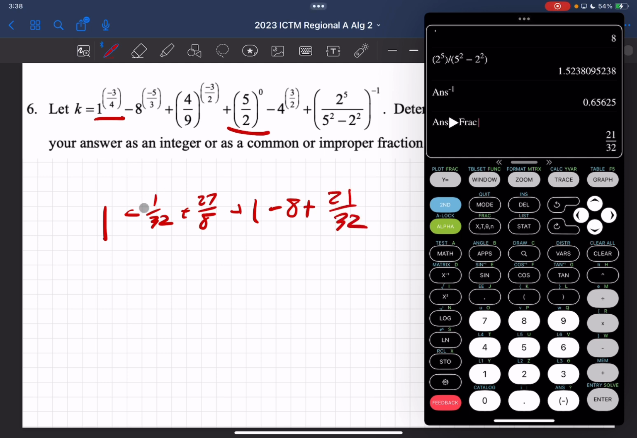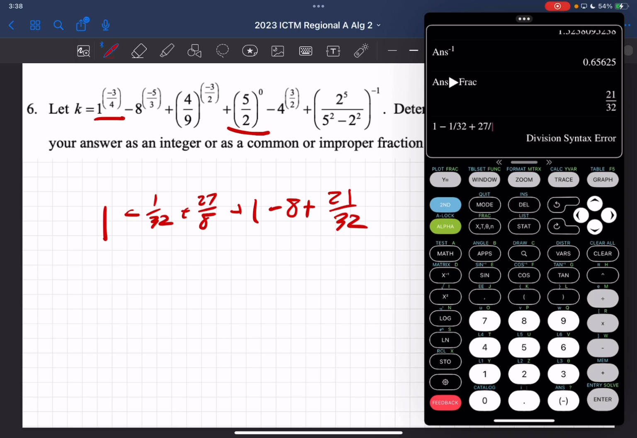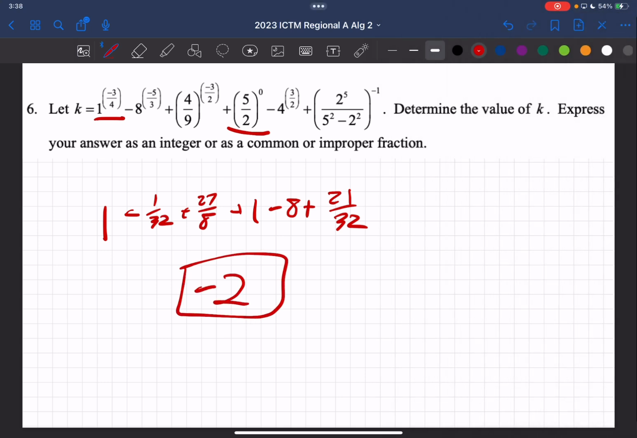Okay, so now things are a little more simplified. So now using my calculator, we'll combine these. So 1 minus 1 over 32 plus 27 over 8 plus 1 minus 8 plus 21 over 32. And after all of that, we get negative 2.